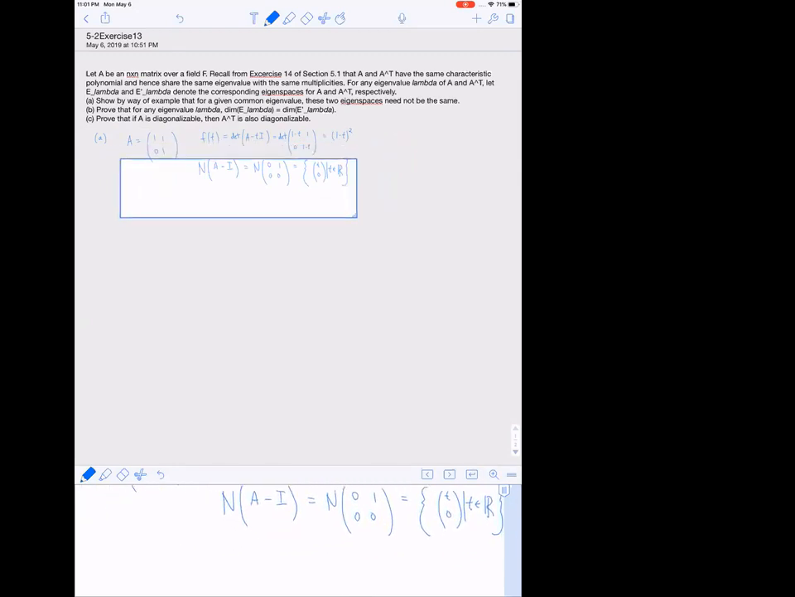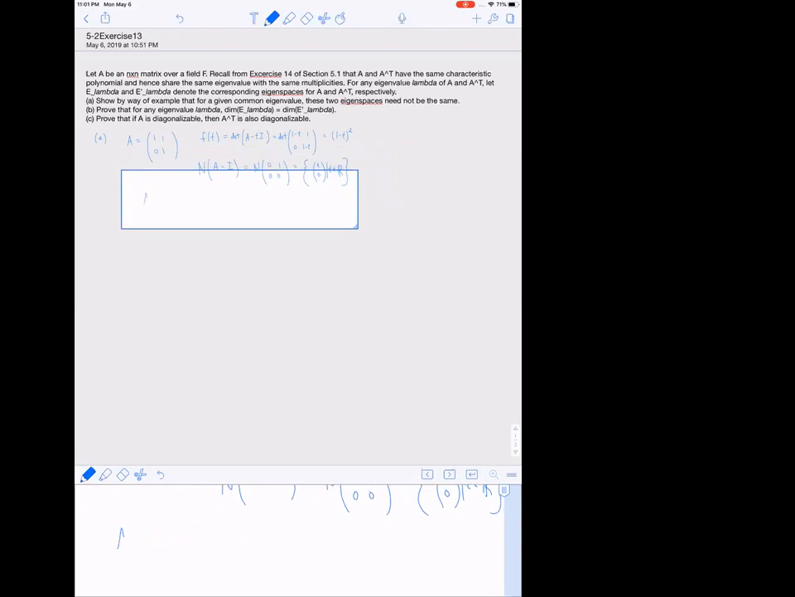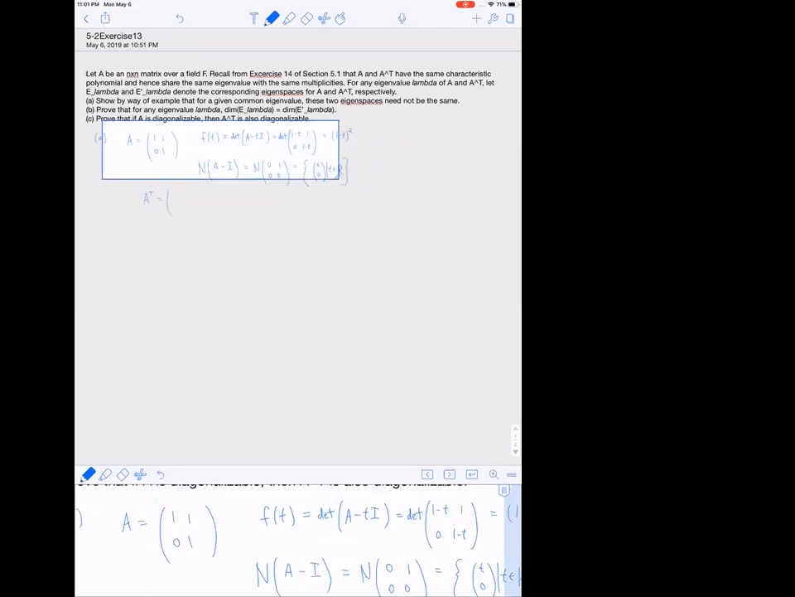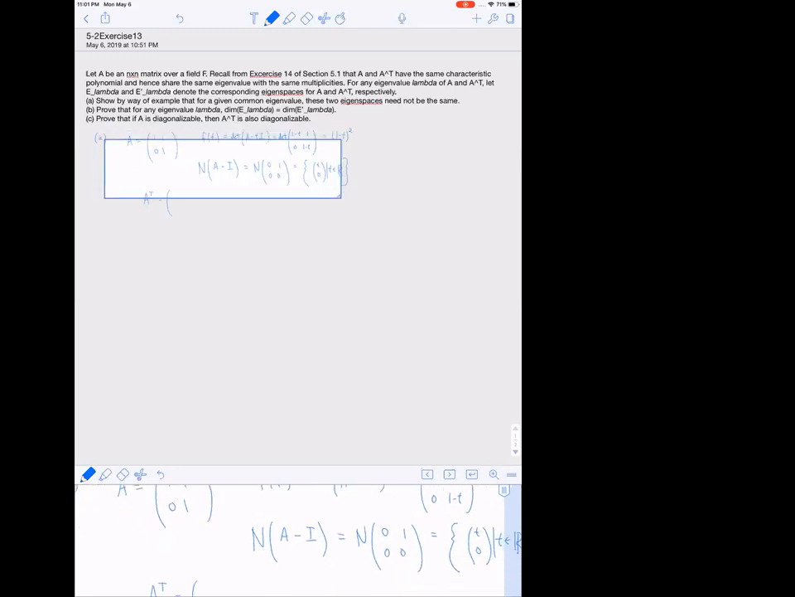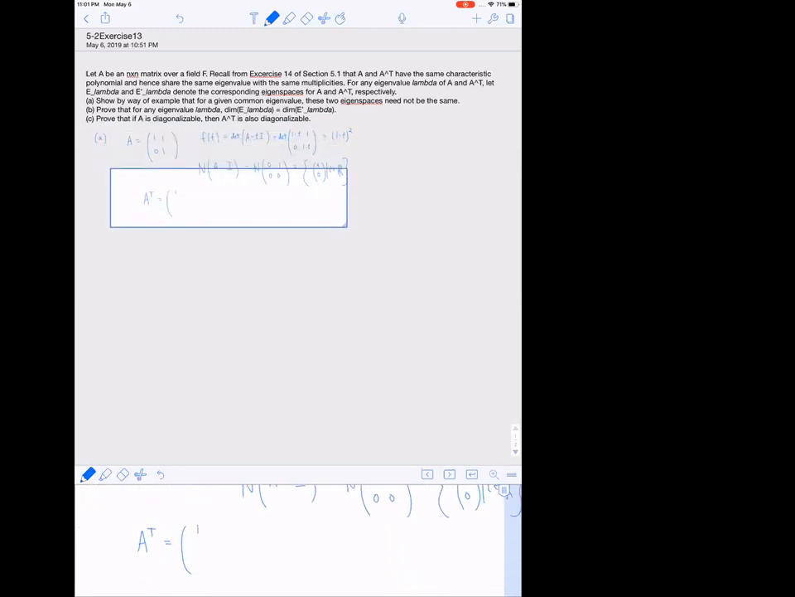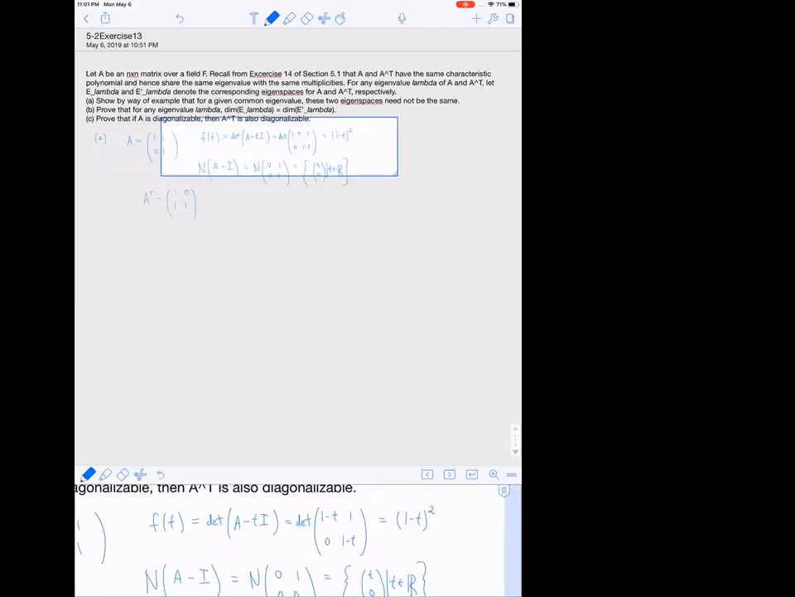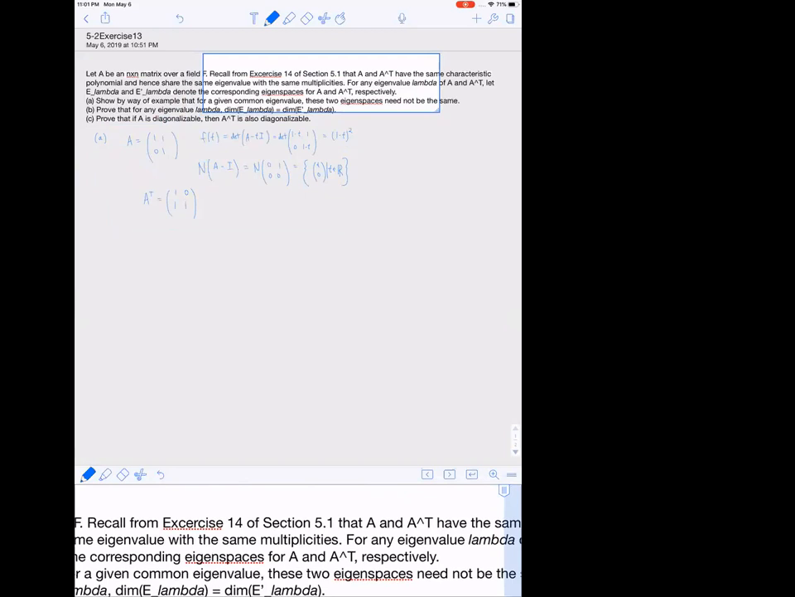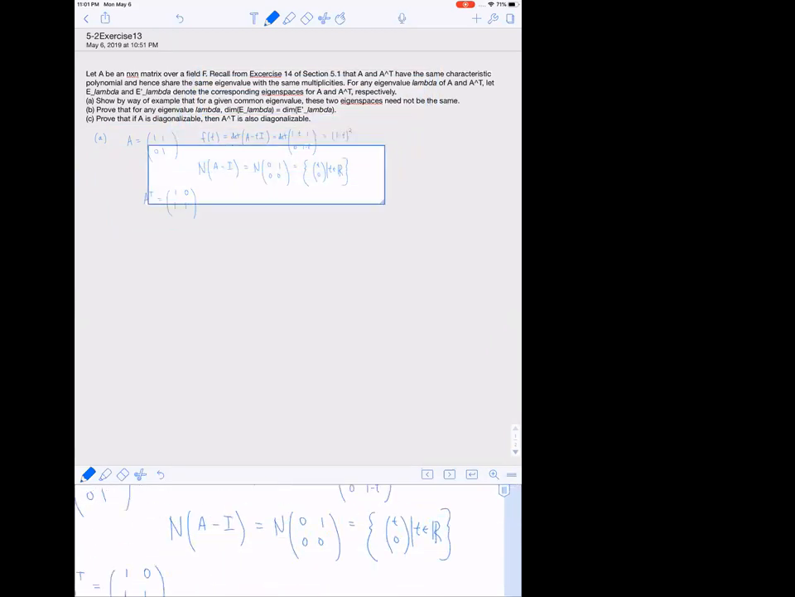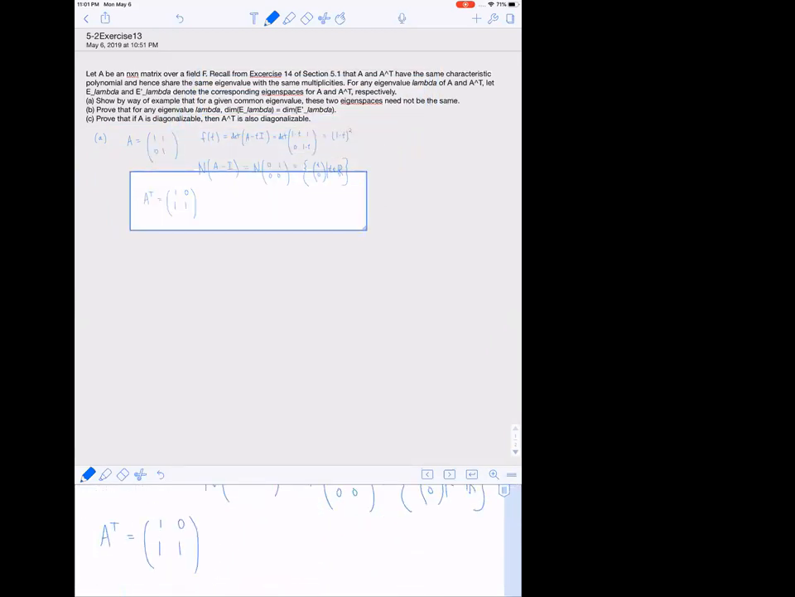That's pretty cool because we can see pretty quickly that A transpose is just taking this matrix 1, 1, 0, 1 and exchanging the rows for the columns. So now instead of the first row being 1, 1, the first column will be 1, 1. The second column will come from the second row of A, so it'll be 0, 1. And now we can see that, as exercise 14 suggested, that should have the same characteristic polynomial, 1 minus T times 1 minus T.